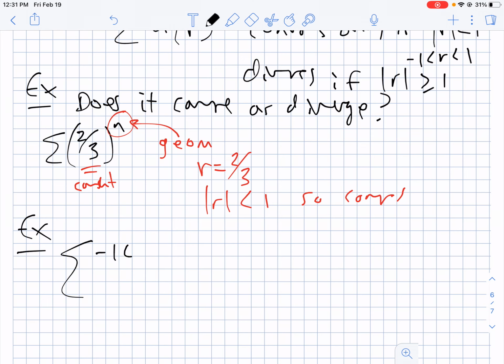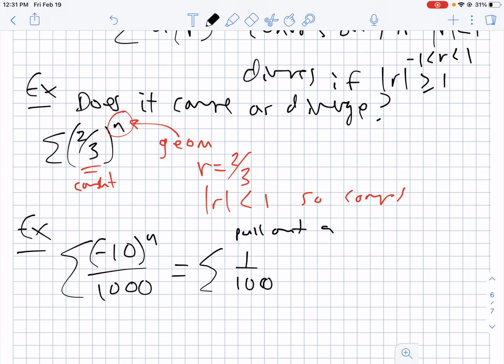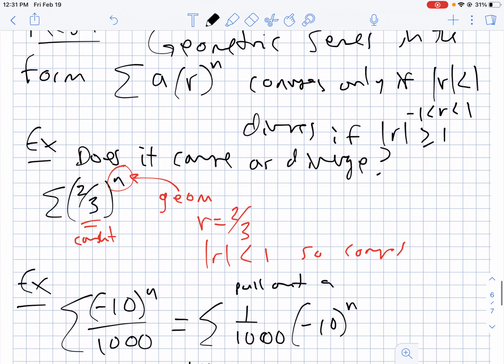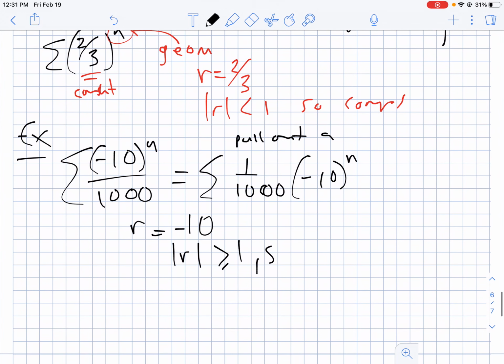Let's say we have the series of -10 to the nth power over 1,000. Well, let's pull out the constant. So let's write this as 1/1,000 times -10 to the nth power. You look at this and say, hey, my r value here is -10. That means the absolute value of my r value is greater than or equal to 1. So looking at this test, if it's greater than or equal to 1, I know my series diverges. My terms just keep getting bigger and bigger. They don't approach 0 even.